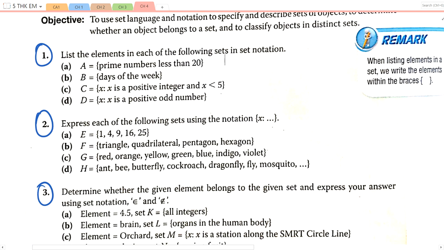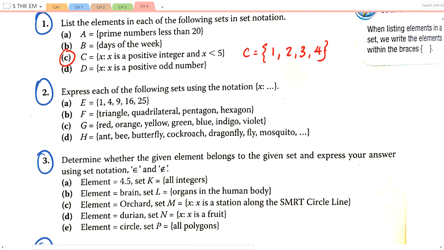Now let's do part C. Part B you can try yourself. For part C, listing down all the elements, x is a positive integer and x is less than 5. So we've got the possibilities of 1, 2, 3, and 4. That's it. Nothing else. Okay, so try the rest yourself.